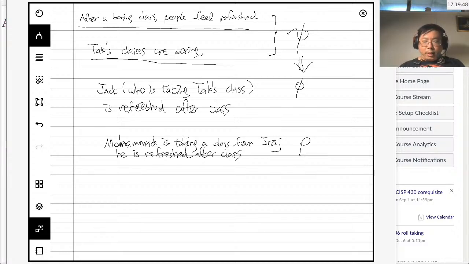Because Mohammed may feel refreshed after Iraj's class because Mohammed may have very good healthy habits, right? It can be because of other reasons, reasons other than Iraj also being a boring teacher. So that is the difference.